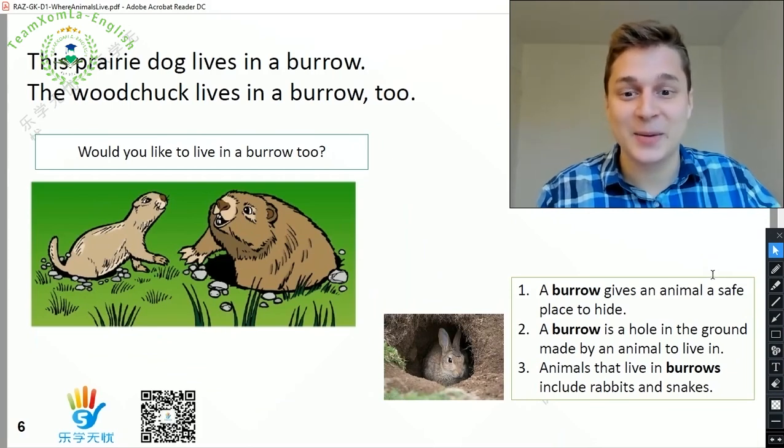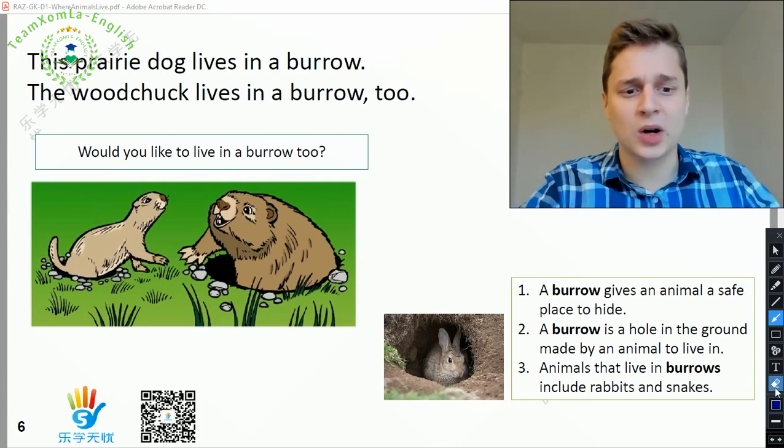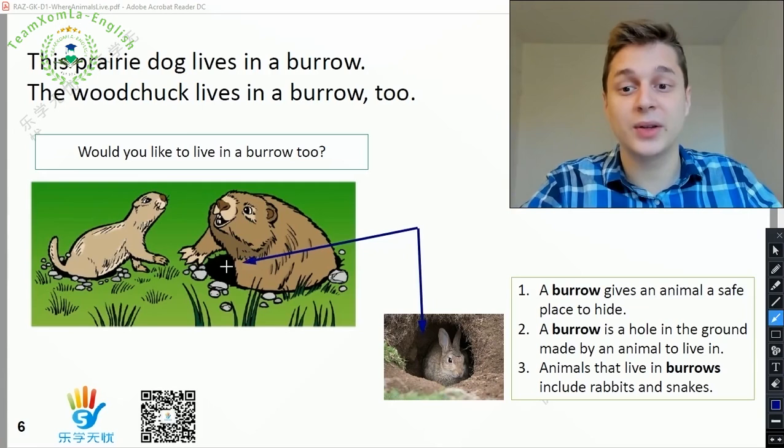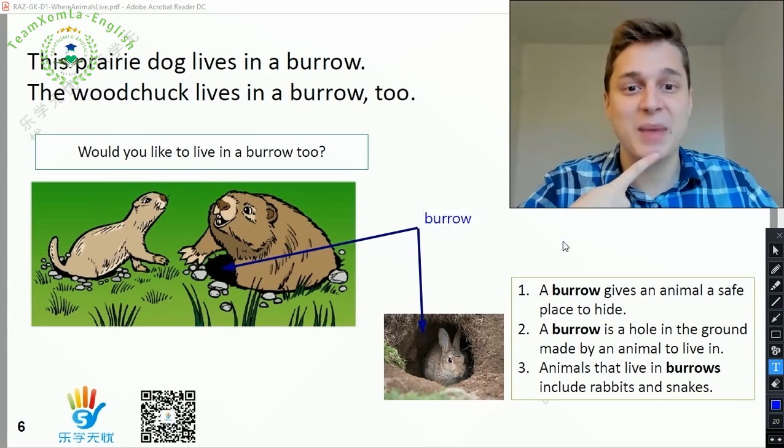Now these animals have a special shelter of their own. They live under the ground. What do we call this hole? The hole under the ground where animals live is called a barrow. Can you say barrow?